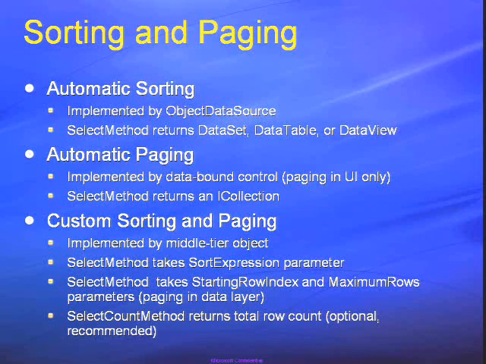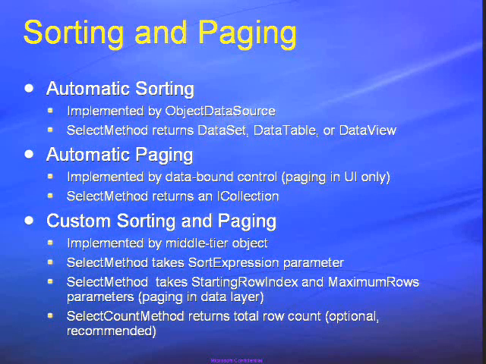And in our implementation, the DLinq queries use the skip and take operators to skip n number of rows and only take n number of rows, so that when you are doing paging, you're sure that the DLinq query is only returning as many rows as the grid's actually asking for to render. So there's three modes that Object Data Source supports.